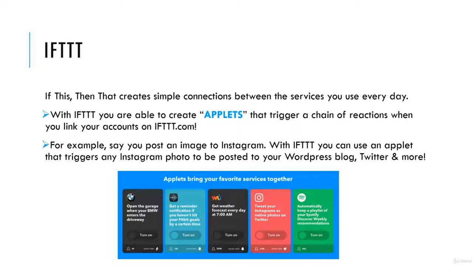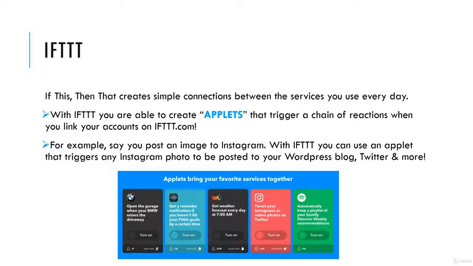For example, say you post an image to Instagram. With If This, Then That, you can use an applet that triggers any Instagram photo to be posted to your WordPress blog, tweeted out on your Twitter, and more.